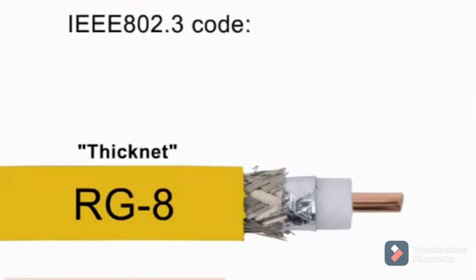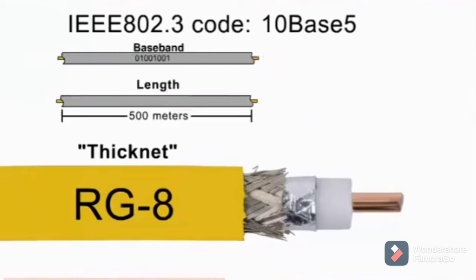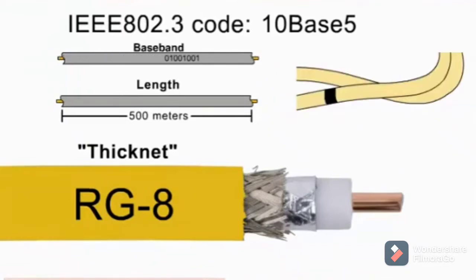The cable's IEEE 802.3 code is 10Base5, which means its maximum speed rating is 10 megabits per second. It's designed to pass baseband signals over a maximum distance of 500 meters. The RG8 cable can often be identified by its yellow color. During installation, devices must be connected only at the cable's black bands, which are spaced 2.5 meters apart. The maximum number of nodes on the 500-meter thicknet cable is 100.